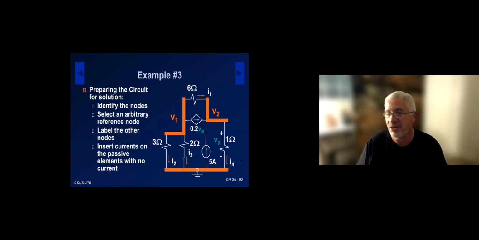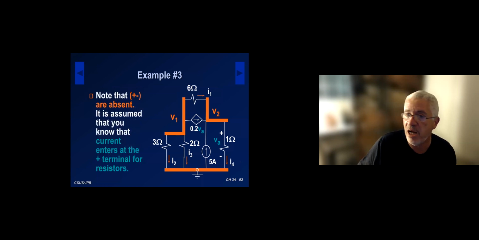At this point, how many unknowns do I have? I have two unknowns, V1 and V2. So you expect to have two equations to work toward the solution for the two unknowns. The equations are going to be Kirchhoff's current law at node V1 and Kirchhoff's current law at node V2.